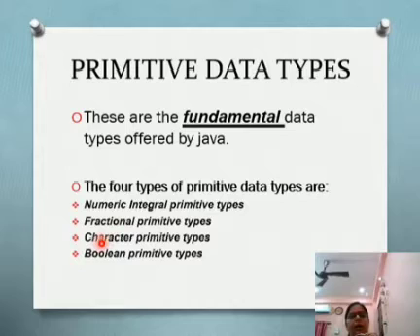Char is an individual character. It is an individual unit in a program. It is a simple character, so we use character primitive types. Now, the last one is your Boolean primitive types. Boolean primitive types contain only true or false. It has only two values.